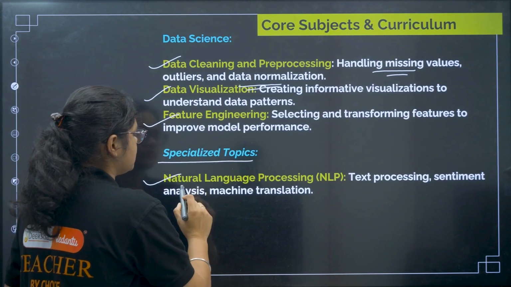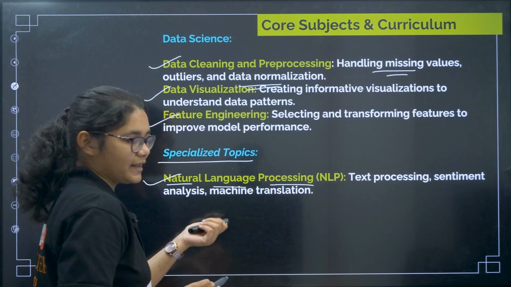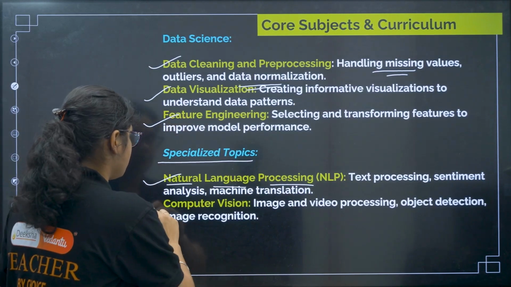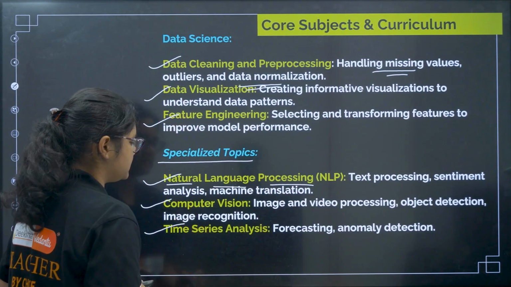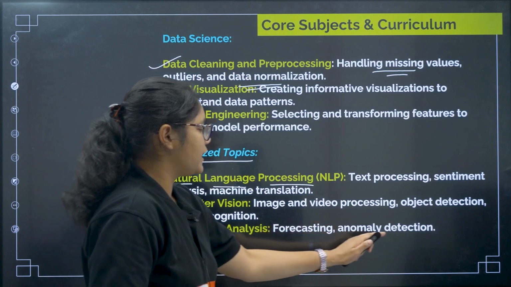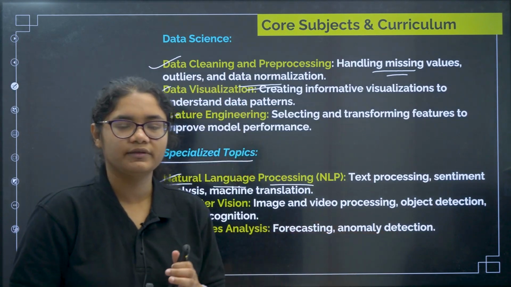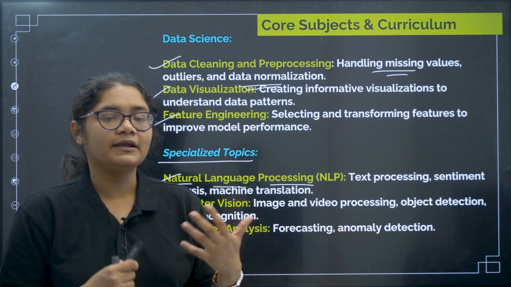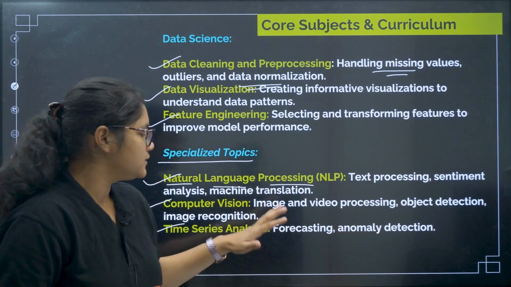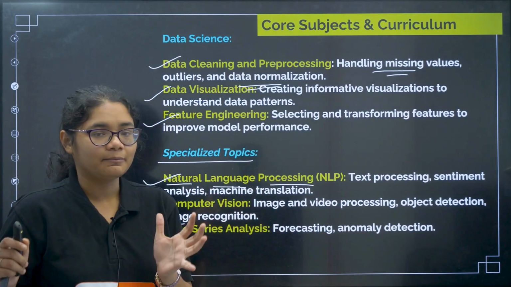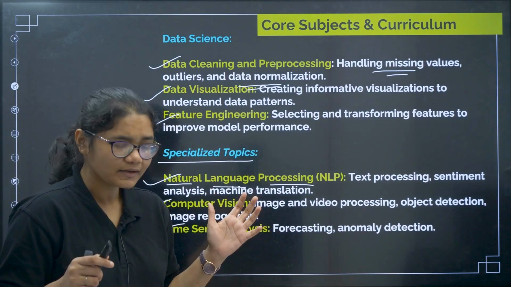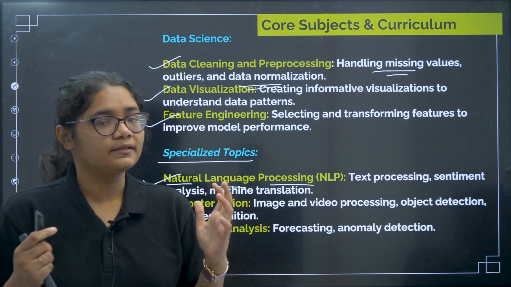For example, natural language processing, that I have already discussed. Then you have computer vision, time series analysis, forecasting and anomaly detection, right? So we see weather forecasts, and we see disaster prediction. All these things can also be done by AI and ML by training the models.